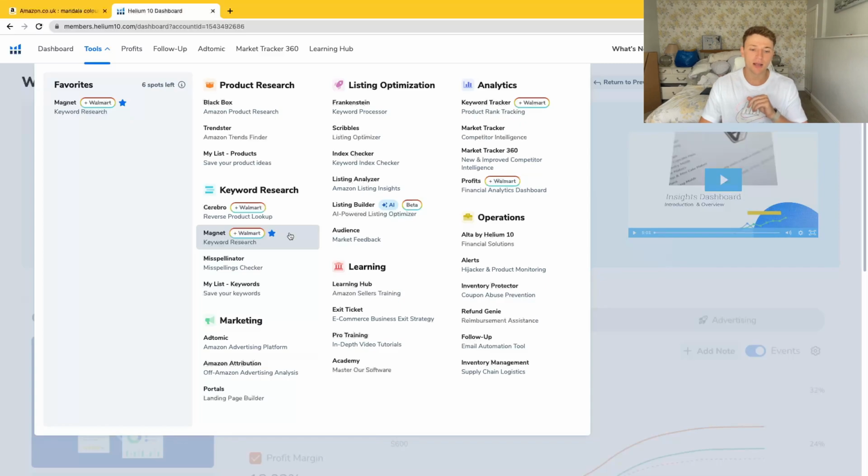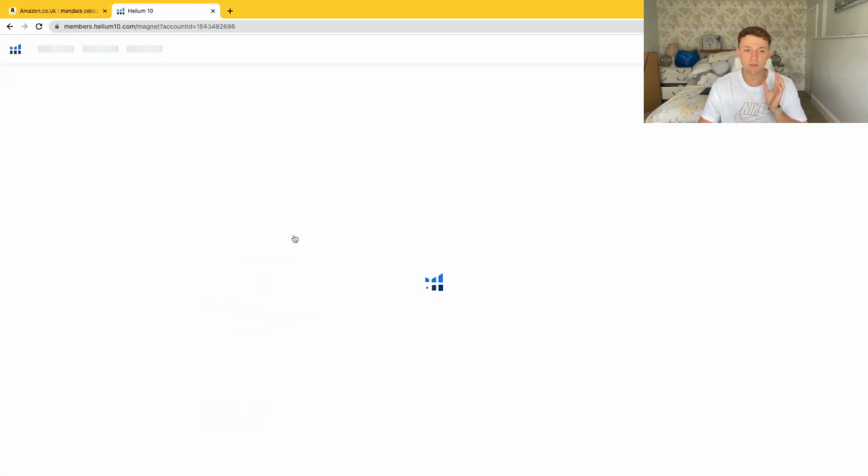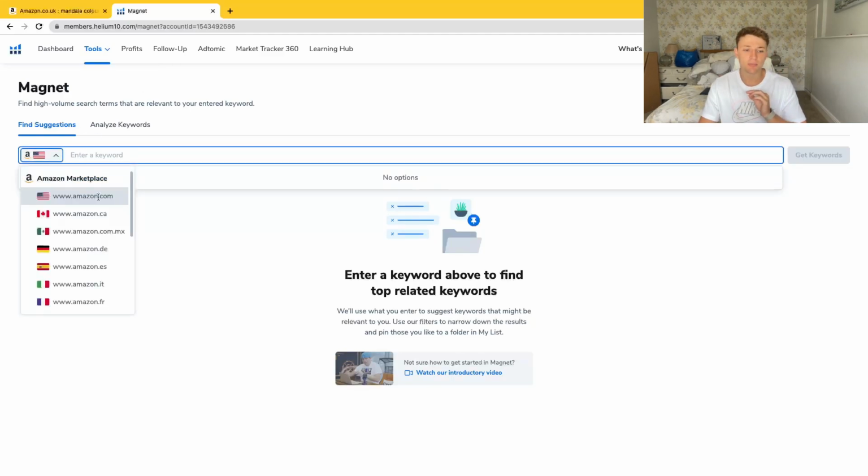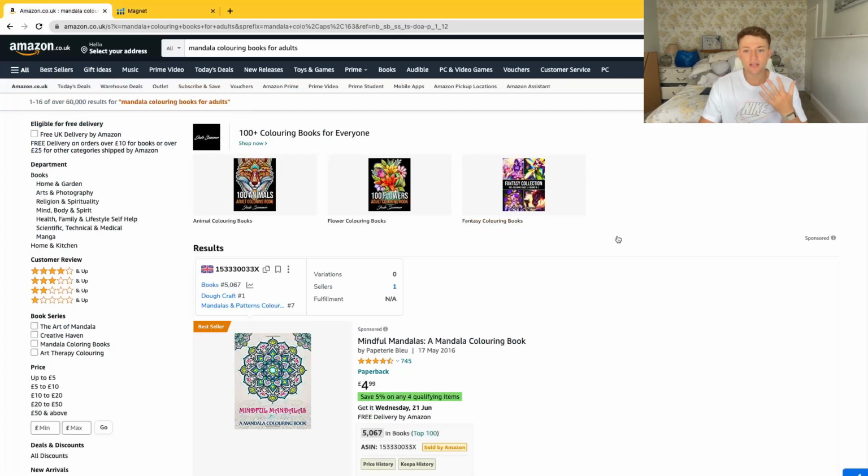So the first one we're going to look at is Magnet, which is the keyword research piece of software. The first thing you need to do is choose the marketplace you're looking for these keywords. For the example of this video, I'm going to pretend we're making a mandala coloring book for adults, and we're going to be looking at the UK site, so amazon.co.uk.